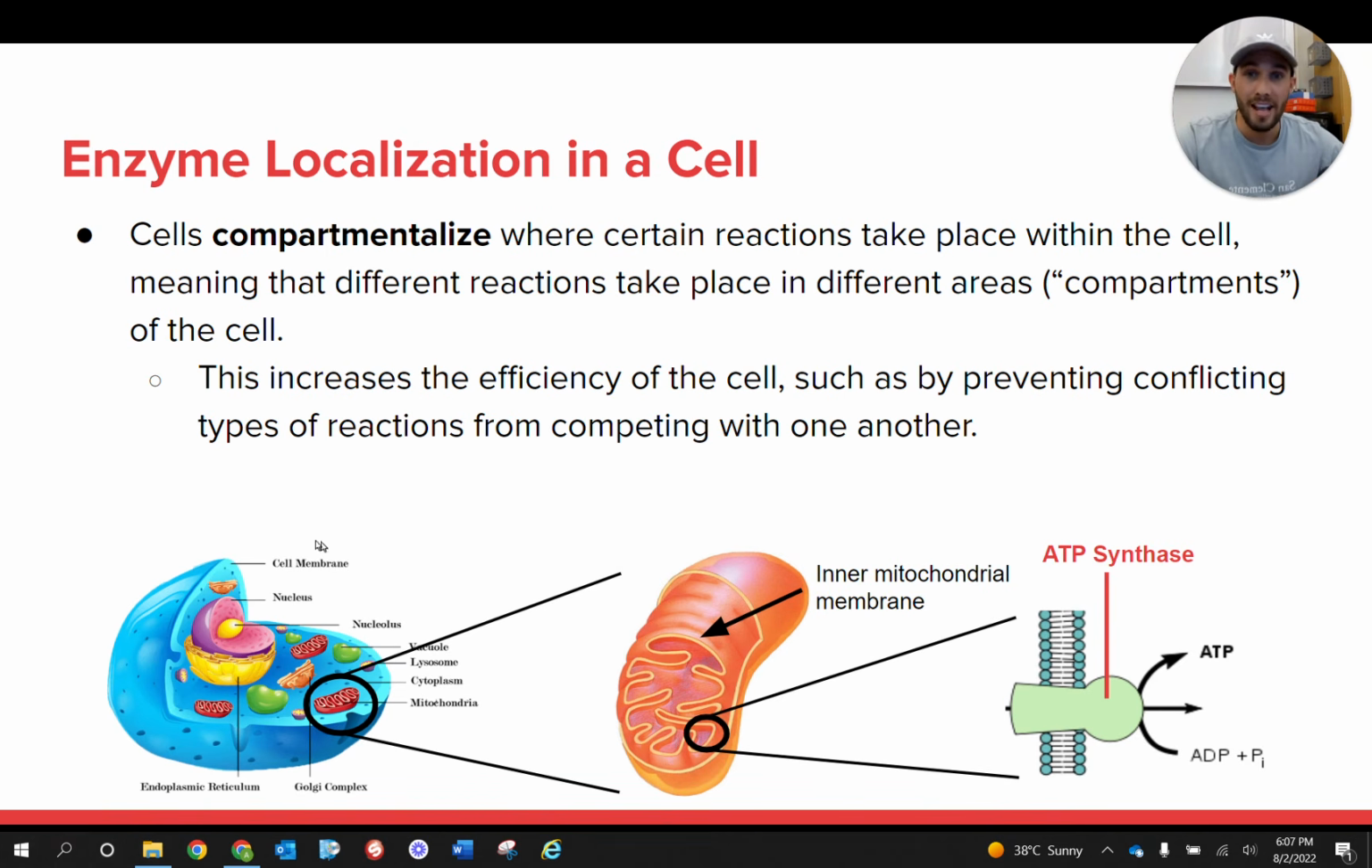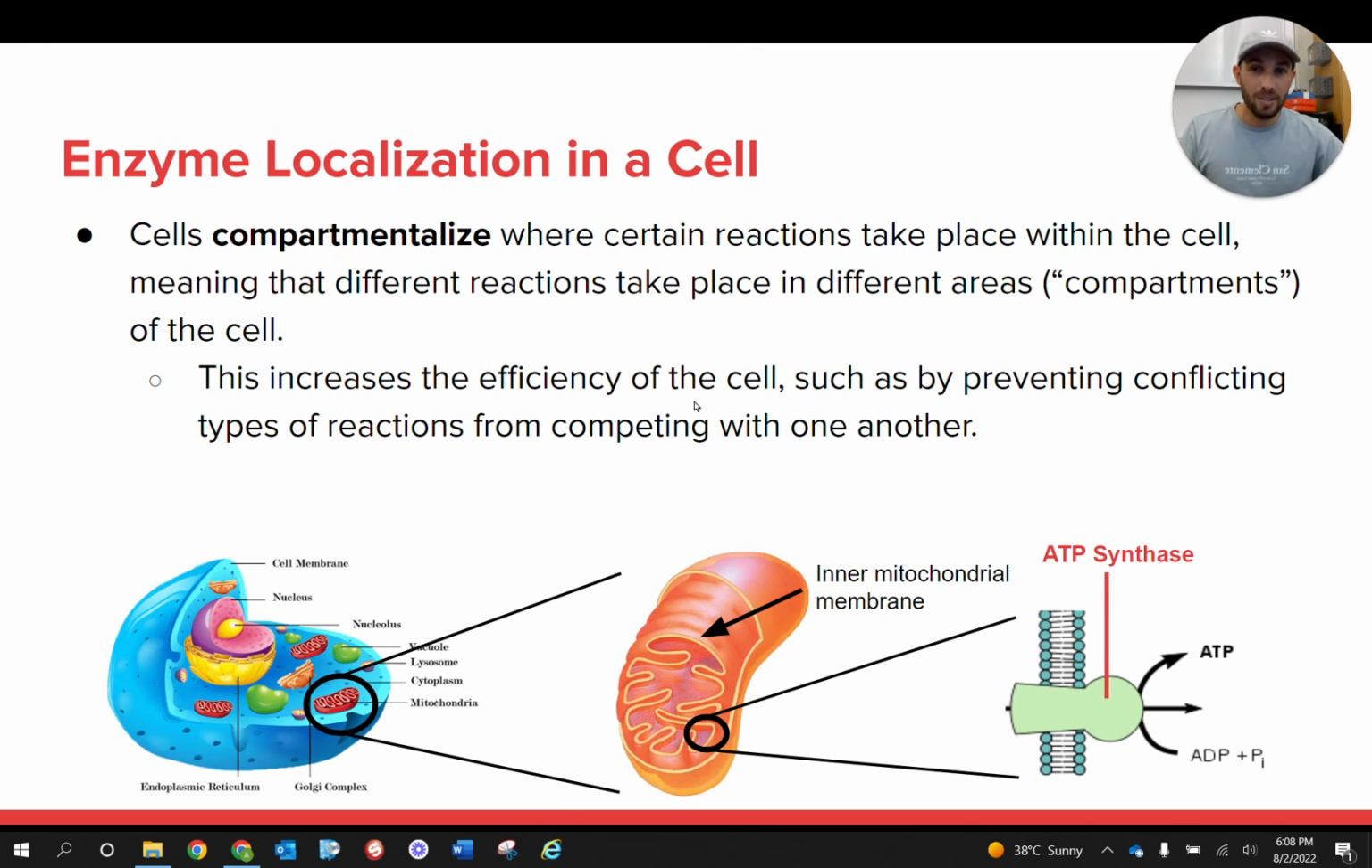But basically what I want you guys to know right now is that cells compartmentalize where certain reactions are taking place, meaning that different reactions take place in different areas of the cell. Depending on the type of reaction you have, that type of reaction is taking place over here in the cell, and this other type of reaction is taking place over here in the cell. So it's all being compartmentalized. And this is good because it increases the efficiency of the cell by preventing chemical reactions from chaotically happening everywhere, or from competing with one another and preventing each other from working. So it helps to organize all of this and make sure cells are operating efficiently.